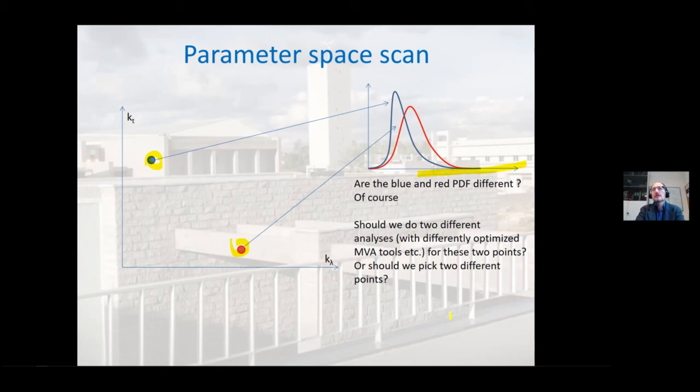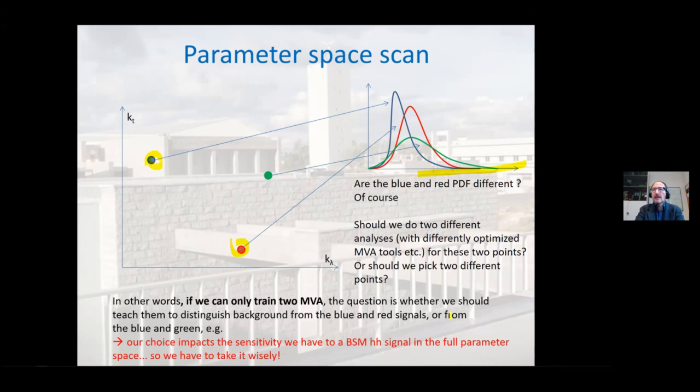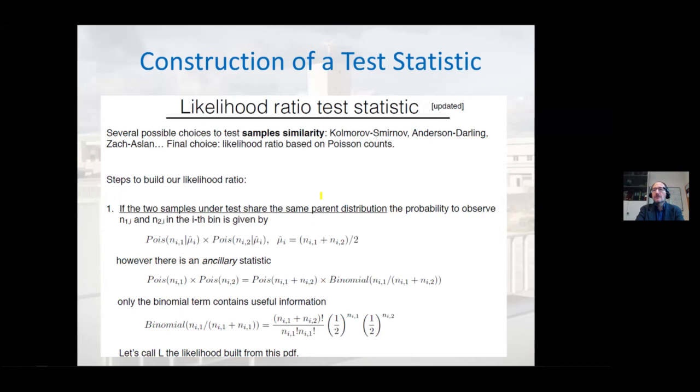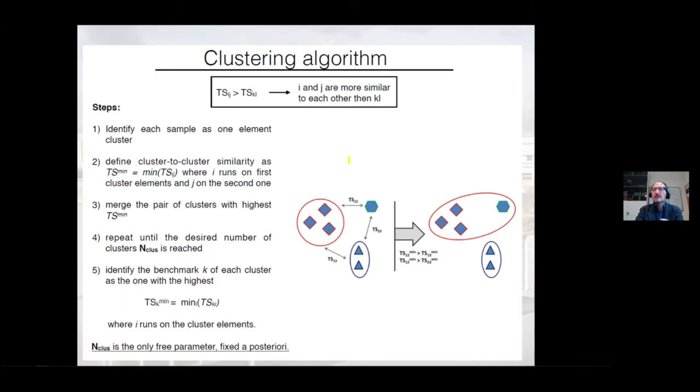And so we tried to define a measure of distance, a measure like the Kullback-Leibler. In this case, it was a likelihood ratio test statistic. And we were able to see which of these theories was really different in the kinematics and which was not very different, so that we were able to find the specific points of the parameter space which were defining the most representative points. So we were making a clustering of the space depending on the value of this test statistic that was telling us how discriminating the kinematics were.